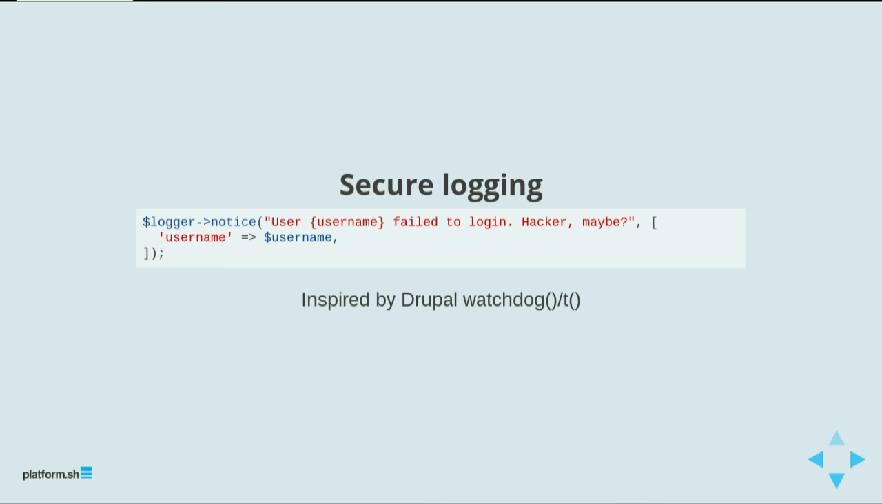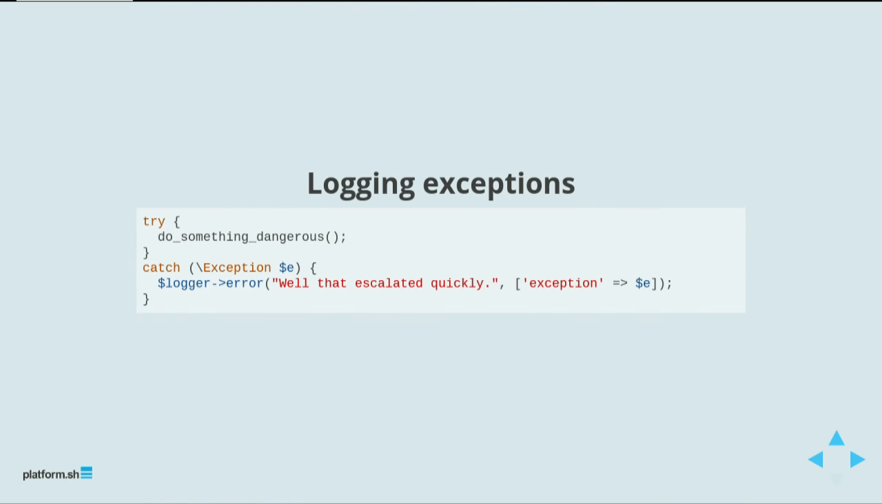This is basically watchdog, or the T function. In fact, it was a pair of Drupal developers who made sure that this functionality made it into PSR3 because, well, we know we've run into this problem before. That's the value of collaboration. We found bugs that we can fix for everybody. You can also log exceptions. There's a magic value, exception, which means the exception that caused the error. What the logger's going to do with that, hey, that's your problem.